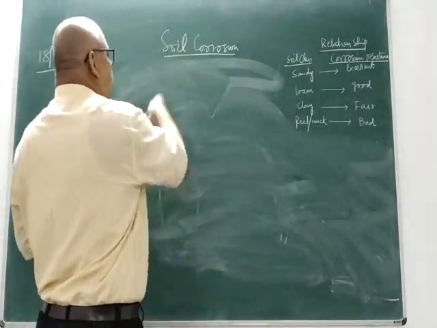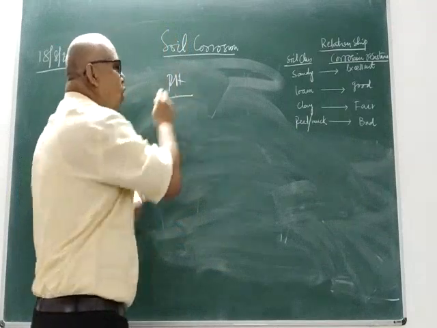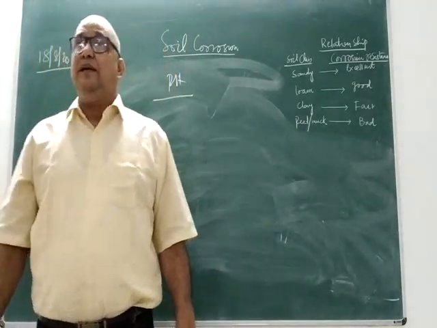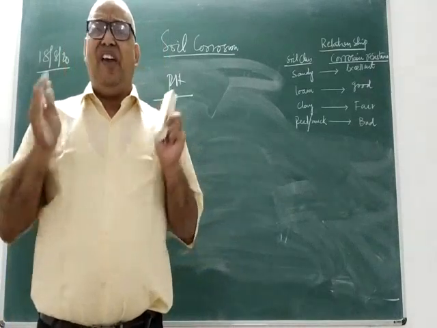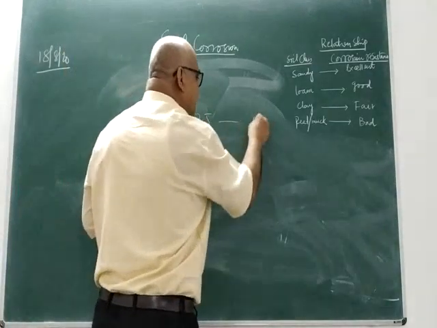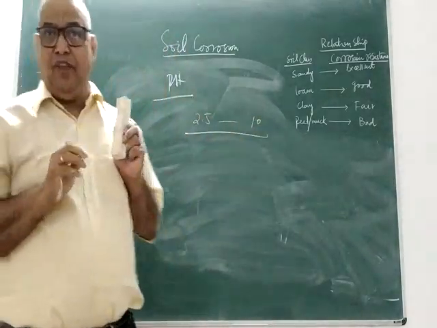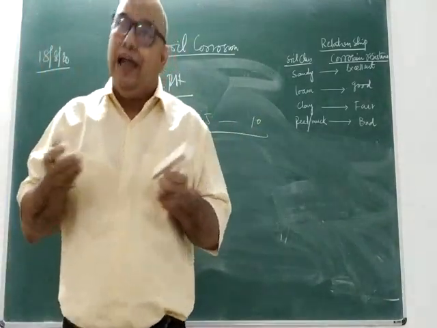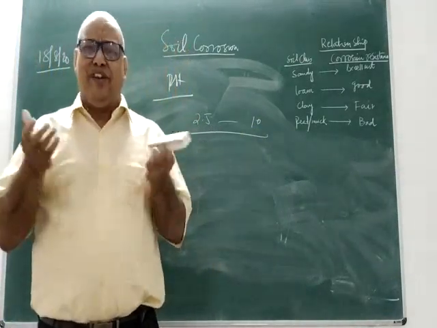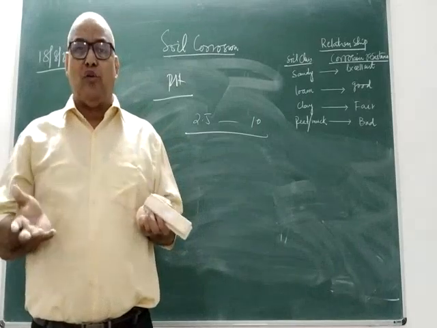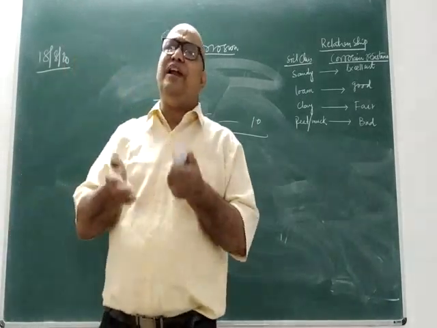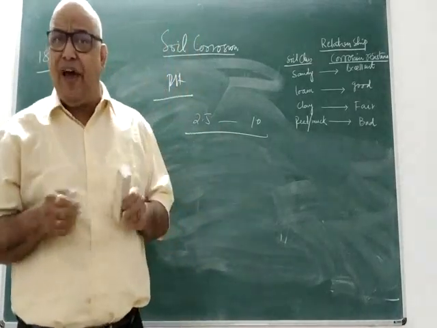Number two is pH. As all of us know, it is a very, very important parameter. Generally, pH value of soil varies from 2.5 to 10. But soil having pH 5 and below 5 will be acidic, and therefore in acidic situation rate of corrosion will be very high. Generally, the pH on and around 7 is desirable.